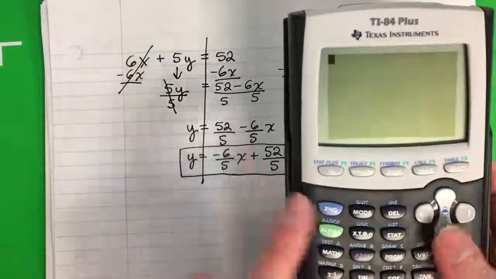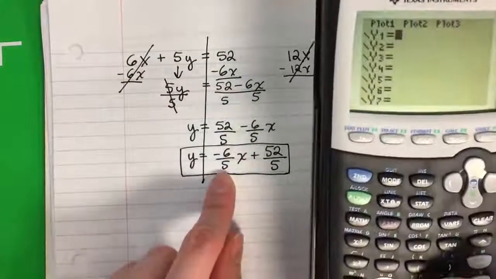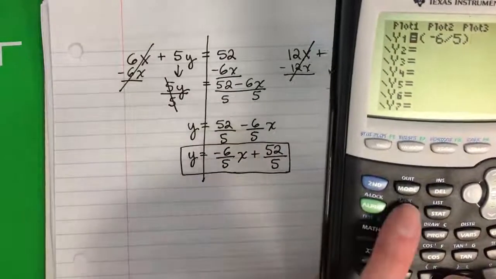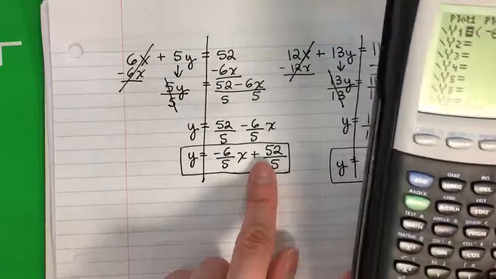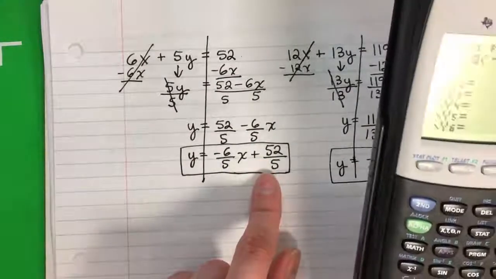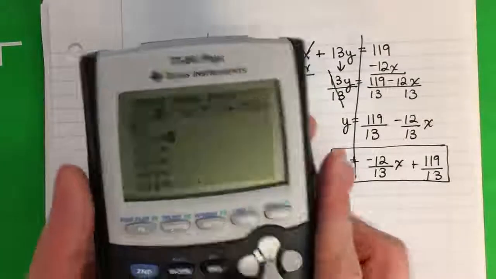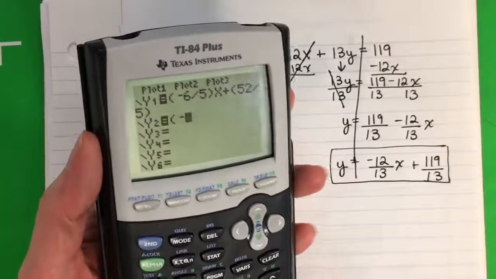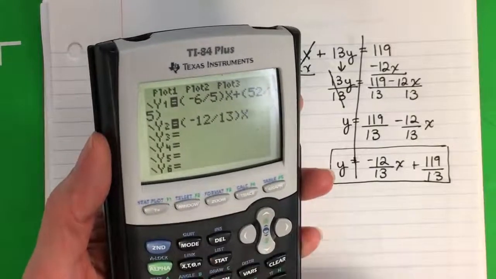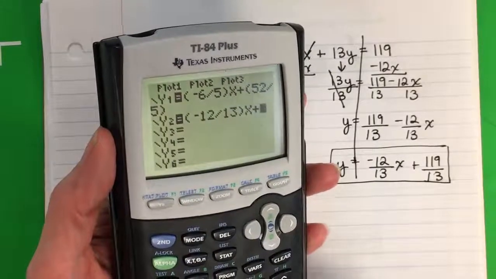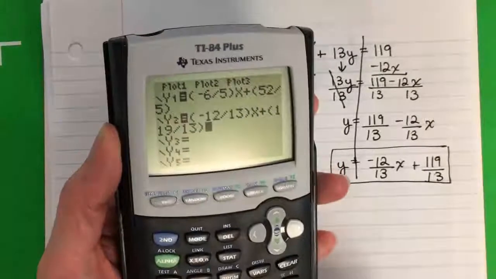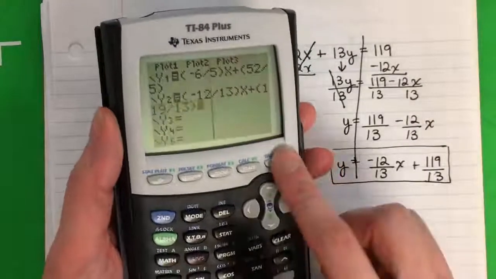So let's go ahead and put the first one. So Y equals, put parenthesis negative 6 divided by 5, parenthesis X, plus parenthesis 52 divided by 5, parenthesis. Go down. Next one, parenthesis negative 12 divided by 13, parenthesis X, plus parenthesis 119 divided by 13, parenthesis. Go to the graph.